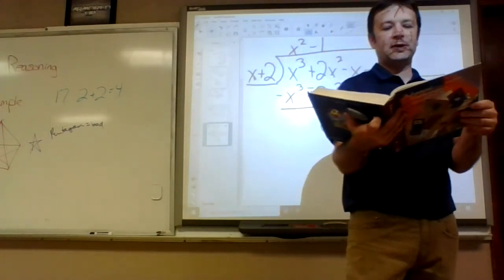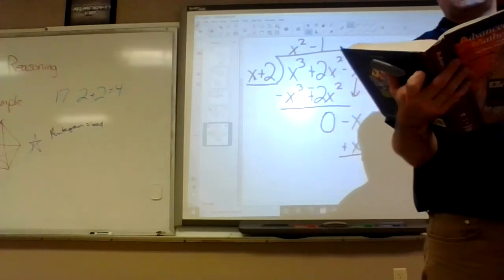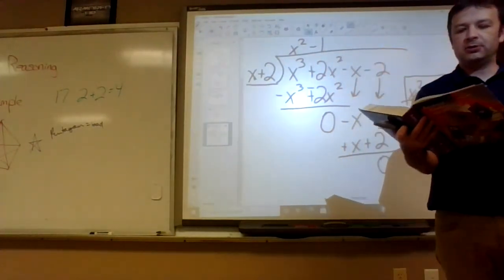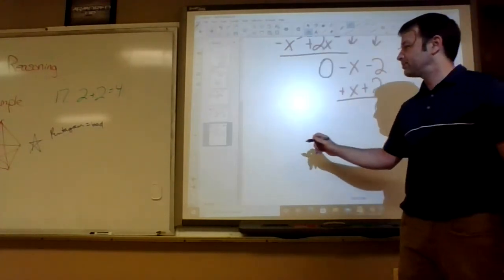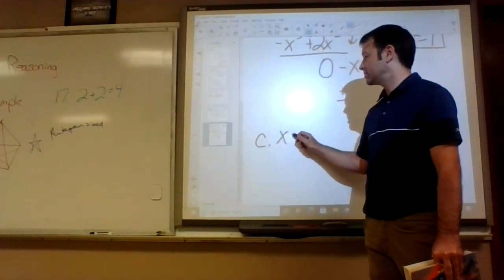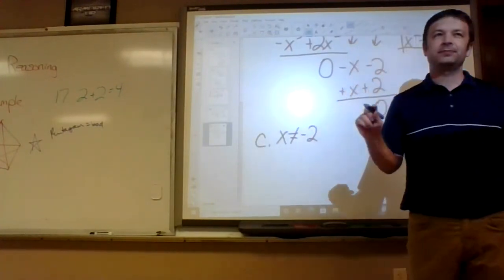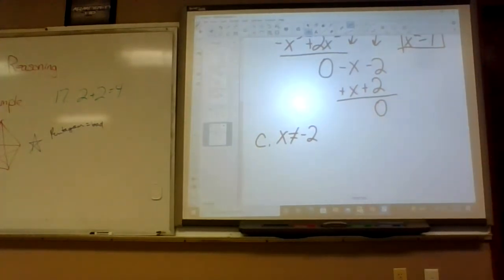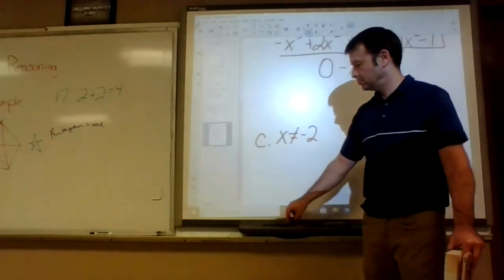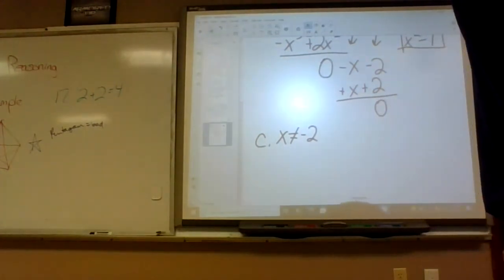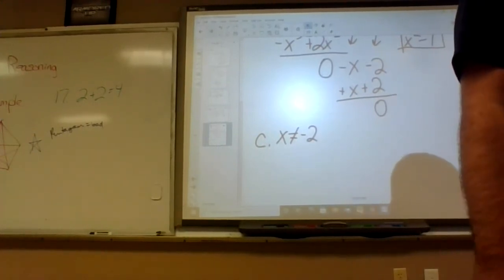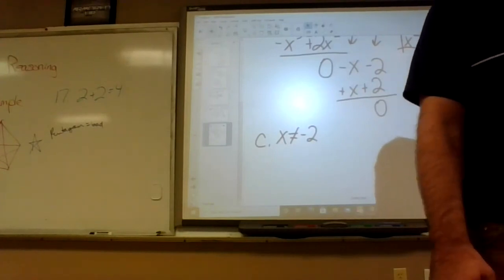So on C it says, give the values of x, if any, for which each expression is undefined. So the original expression is undefined for x equals negative 2. You guys can just put x is not equal to negative 2. That's fine. How did they know that negative 2 would not work? Wait, where did the negative 2 even come into question? They're asking what x value is undefined. X cannot be negative 2 because it would make that 0. You can't divide by 0.